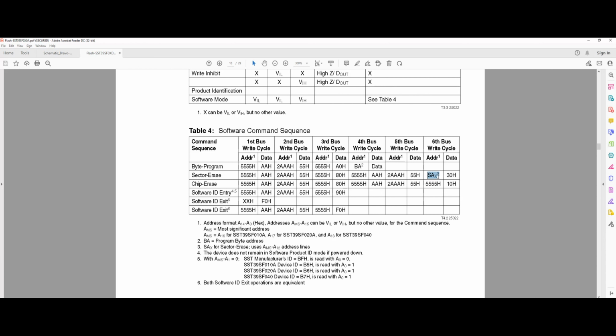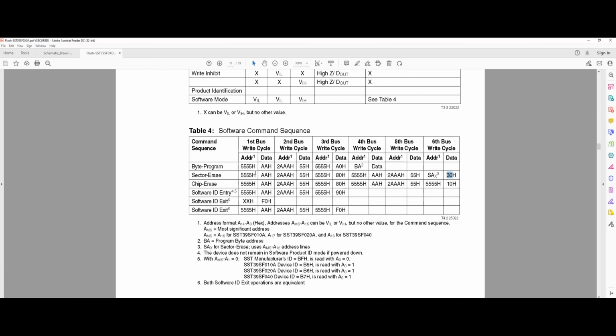Again, I'm going to talk about sectors in a minute. But you're going to pass in the sector number, and also send the specific command which basically erases the sector. Now, when the sector is erased, you can go ahead and start writing to the chip, which again involves 3 initial cycles before even getting into writing the actual data into the chip.